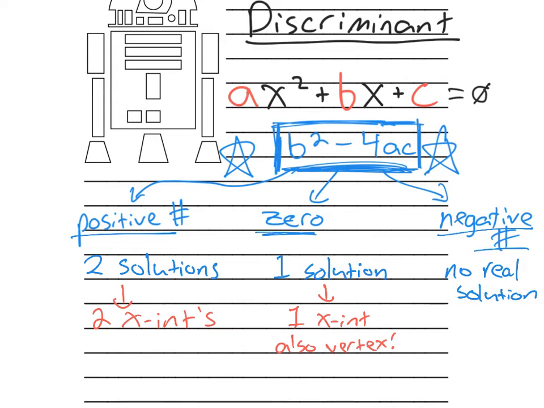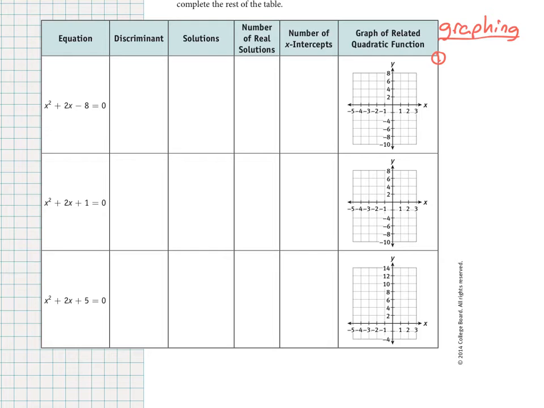Fun fact. What about the negative? No solutions. What does that mean? There's no x-intercepts. It does not cross the x-axis. All right, reminder on how to graph.